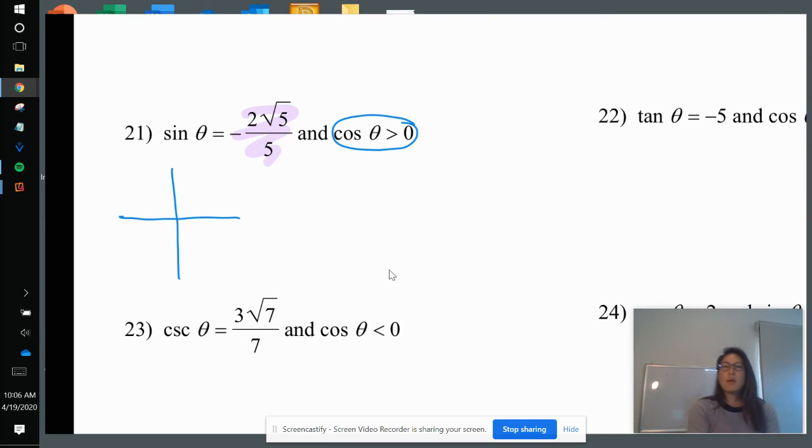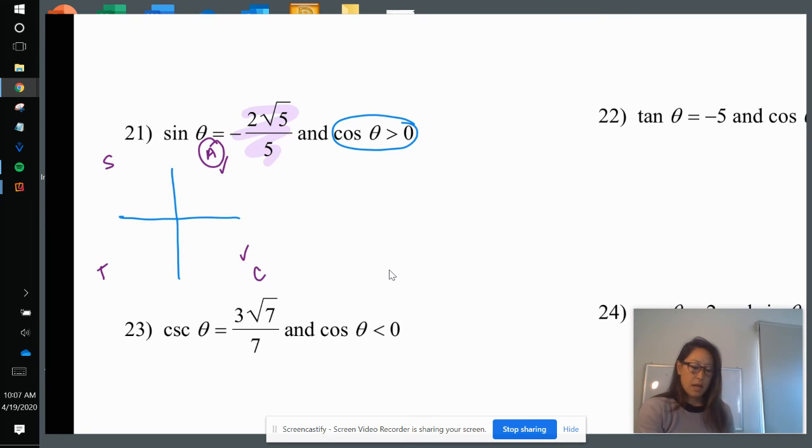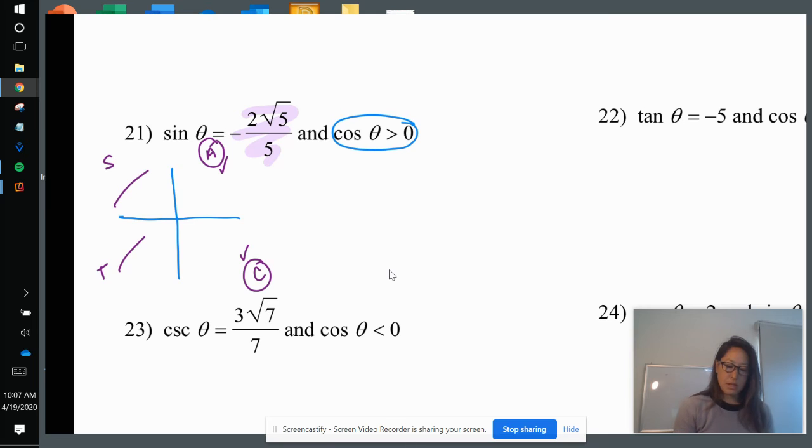I want you to think about where the cosine ratios are positive. Cosine has to do with the x-axis. So where is the x-axis positive? It's going to be in the first quadrant or the fourth quadrant. Remember, all students take calc. All the trig ratios are positive in the first quadrant, and cosine ratio is positive in the fourth quadrant. So we can already rule out the second and the third quadrant.